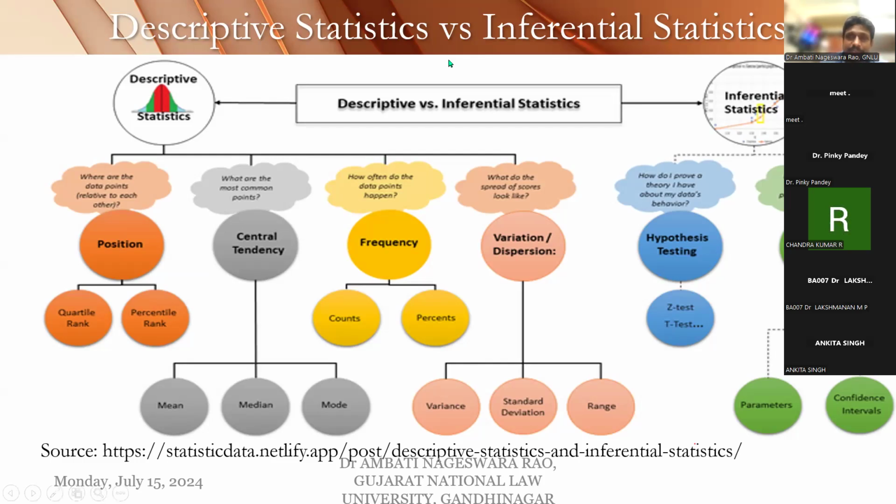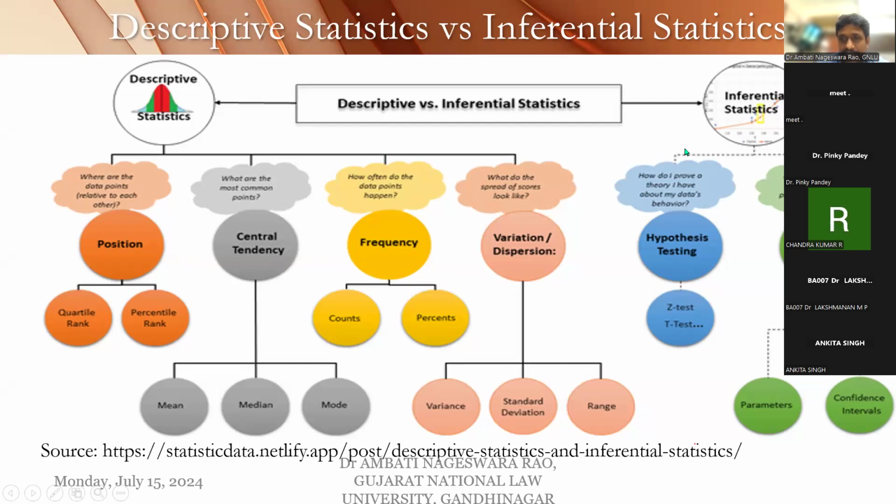So whatever it is, the main objective of inferential statistics is to generalize your research findings. You're going to compare your research findings with the rest of the population. Whereas when it comes to descriptive statistics, you're trying to explain what you have observed. You try to describe what is happening with respect to the phenomena.